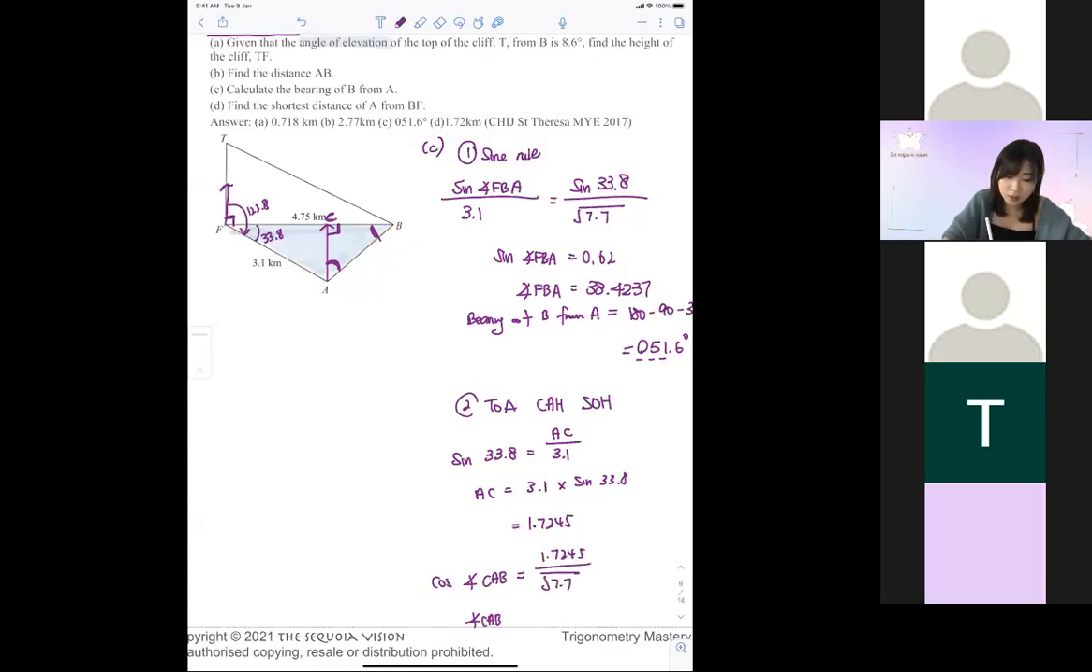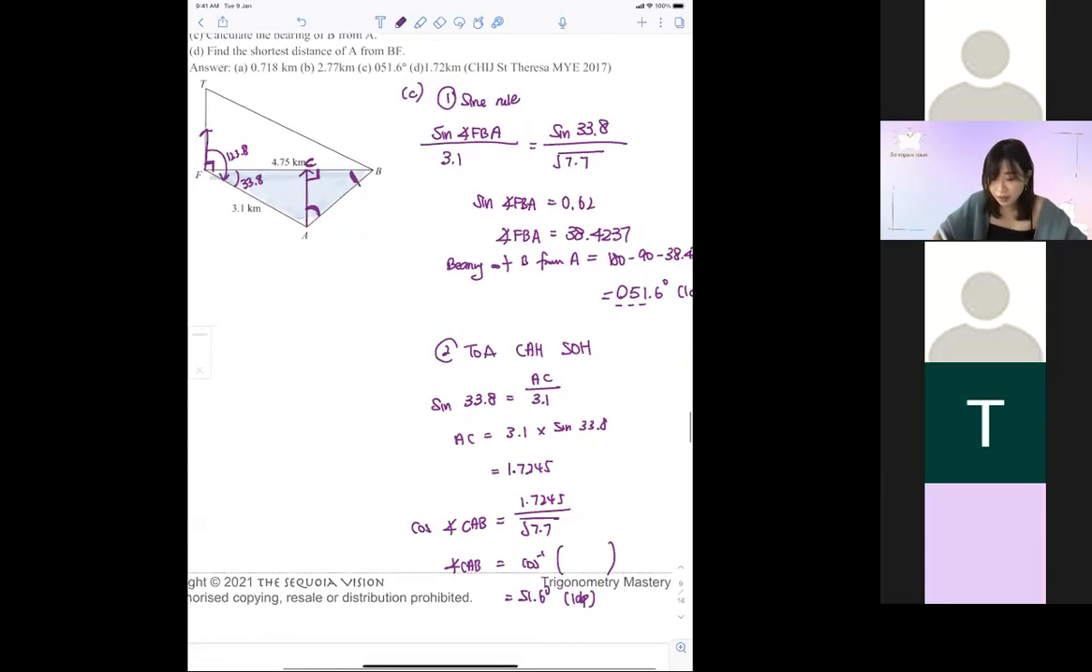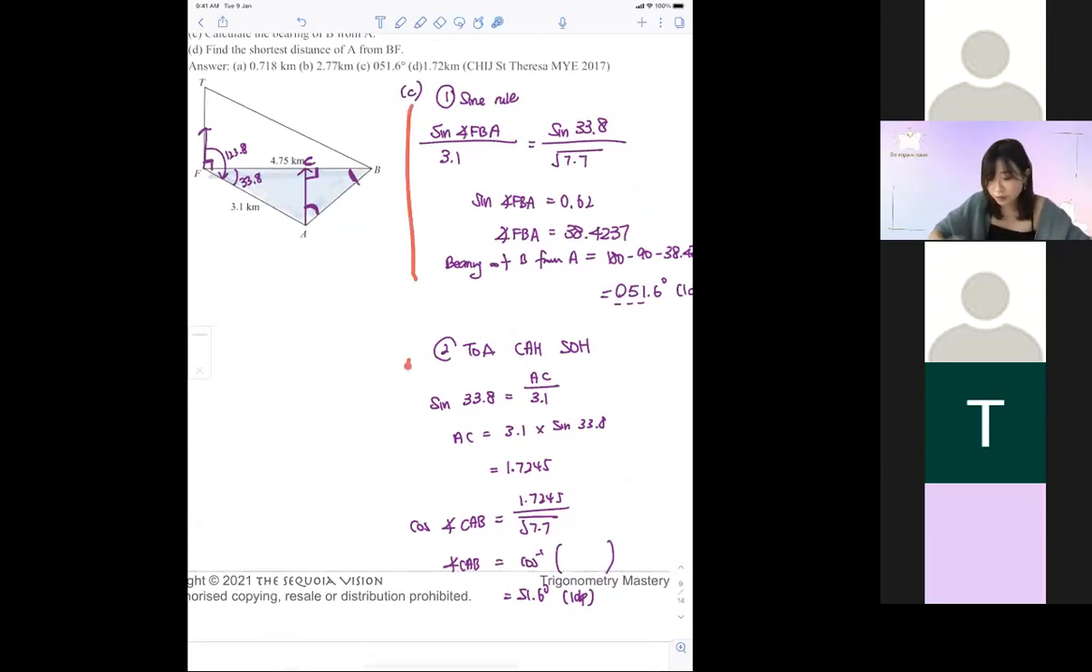Okay, cosine inverse answer, you get 51.6, same thing. Okay, both about the same length actually. So both methods work.